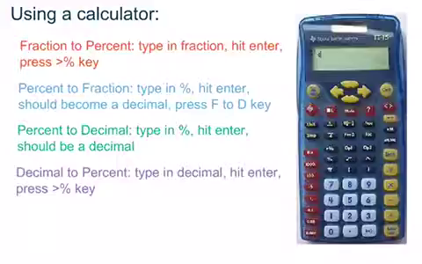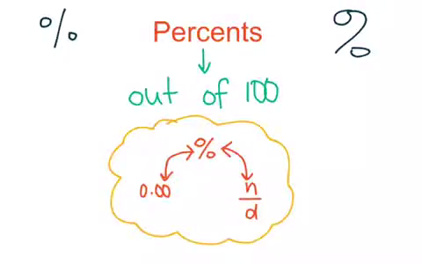We're also going to look at using a calculator to go from fractions to percents, percents to fractions, percents to decimals, and then decimals to percents. But we'll talk about that in class. So if you want, you can write down these steps, but we'll also review this in class as well. So just to review, percents mean out of 100, and you can convert between fractions, decimals, and percents.